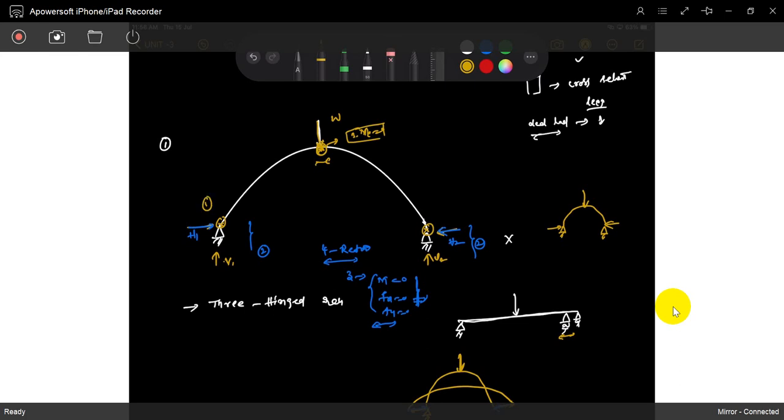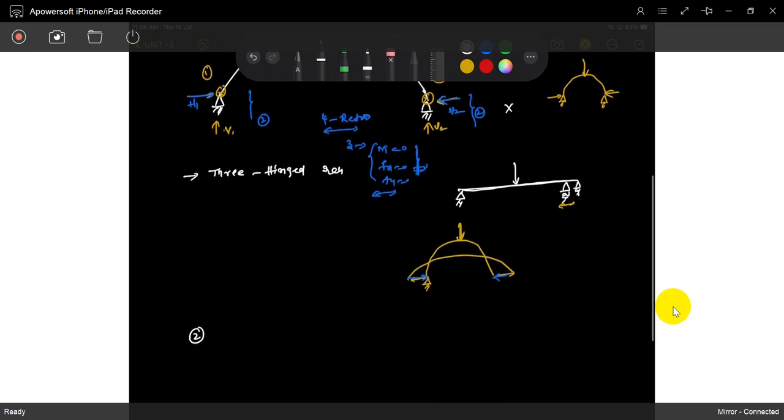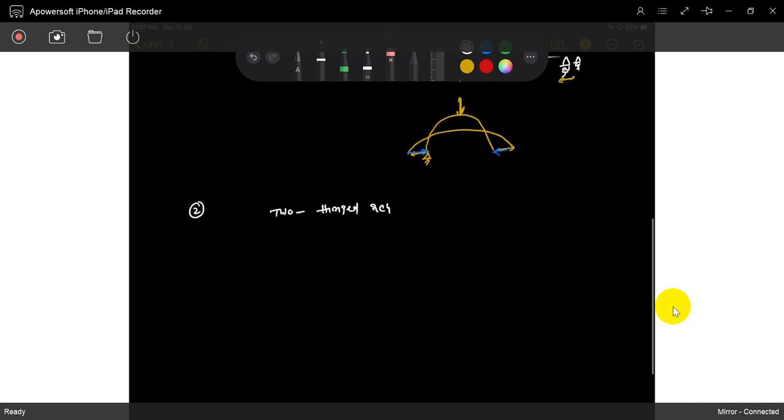This is one hinge, this is a second hinge, and this is a third hinge. So three hinged arches are directly determinate structures. Understood? Second is the two hinged arch. This is a two hinged arch, with some random loading. It is an indeterminate structure. Understood?